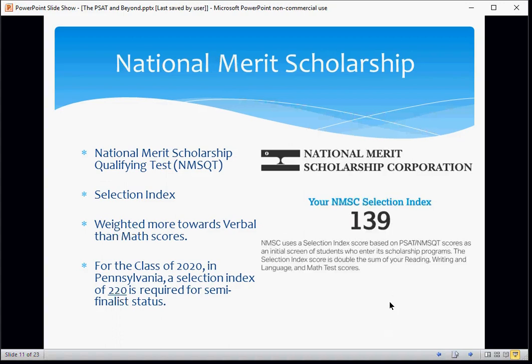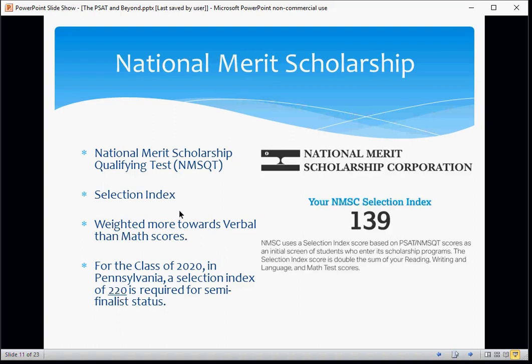If you have a very, very high score on the PSAT, you may be a National Merit commended student. There are three categories for the National Merit. One is commended, the second is the semifinalist category, and the third is the finalist category. And initially, when you receive your scores, if your selection index, this number here, is quite high, you will be either in the commended or semifinalist category. I'm going to talk to you a little bit about how those scores are determined.